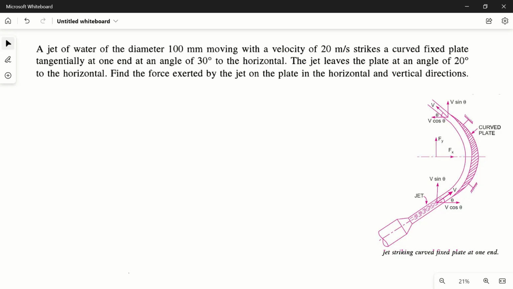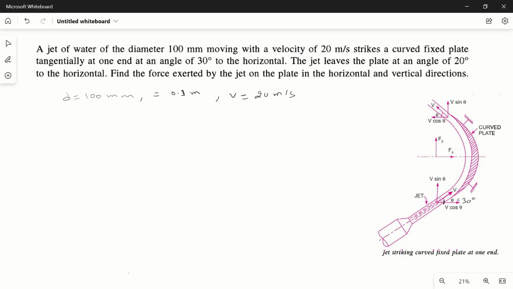A jet of water of diameter d is equal to 100 mm. So d is given as 100 mm, which is equal to 0.1 meter, because 1 meter is equal to 1000 mm. Moving with a velocity of 20 meter per second. Velocity is given as 20 meter per second. Strikes a curved fixed plate tangentially at one end at an angle of 30 degree. So this theta angle is 30 degree.